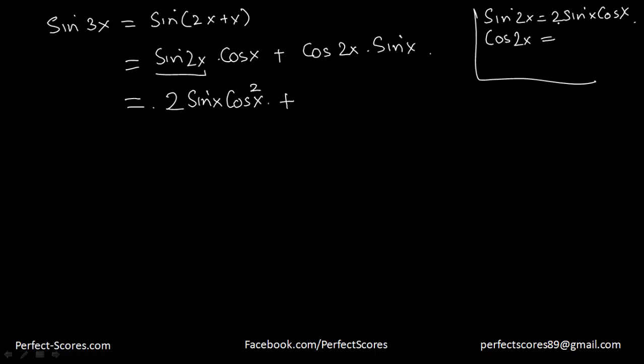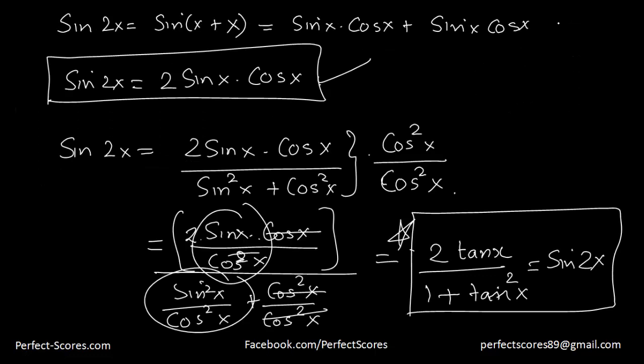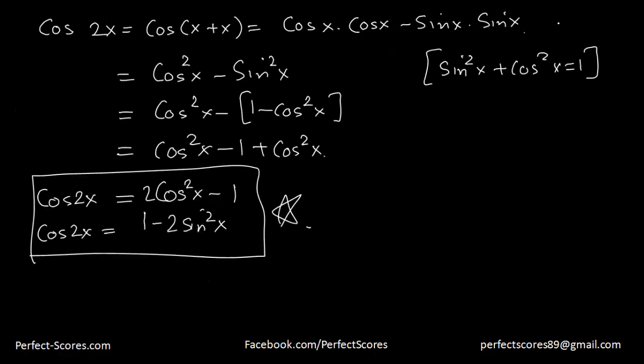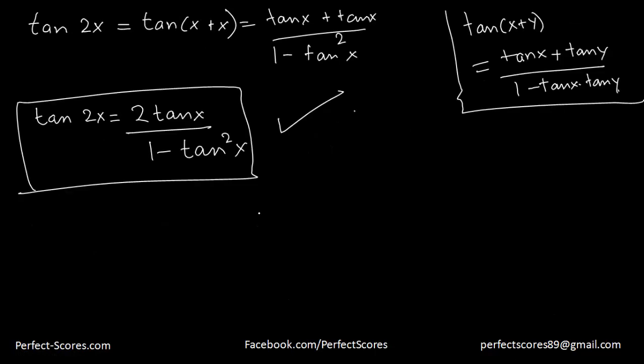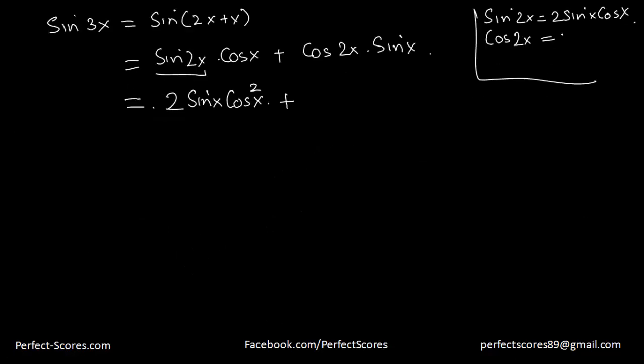Cos 2x, it's nothing but 2 cos square x minus 1. We found that out here. Where is it? We haven't found it. Oh, we have. Here it is. Cos 2x is actually equal to 2 cos square x minus 1, or 1 minus 2 sine square x. So we can actually write that here. Cos 2x is equal to 1 minus 2 sine square x into sine x. Right? So we have this.